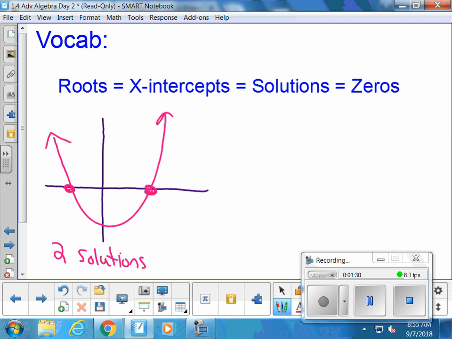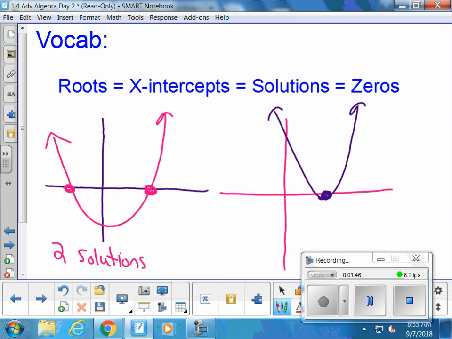Okay? Do you think a parabola could ever have only one solution? They're thinking. What about this parabola? How many x-intercepts does it have? Only one. So this parabola would only have one solution. So yeah, it is possible.